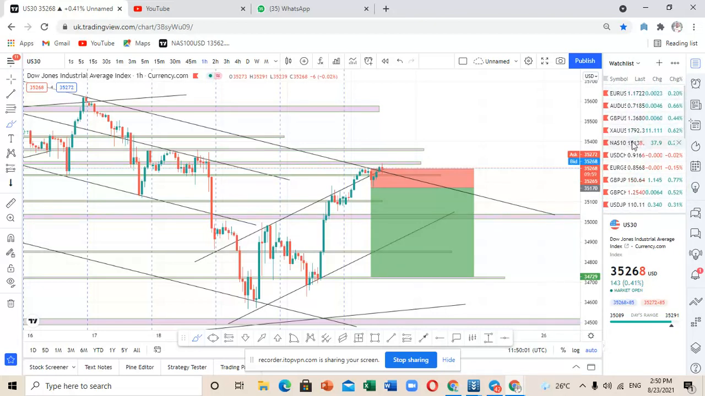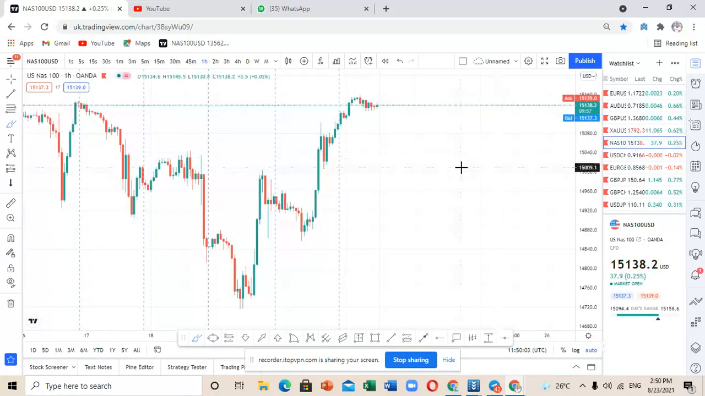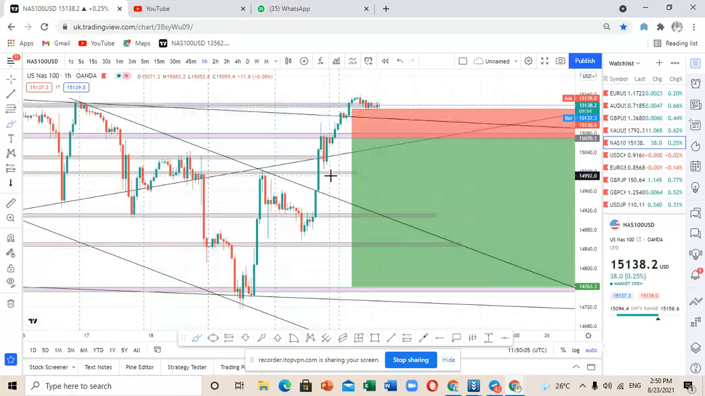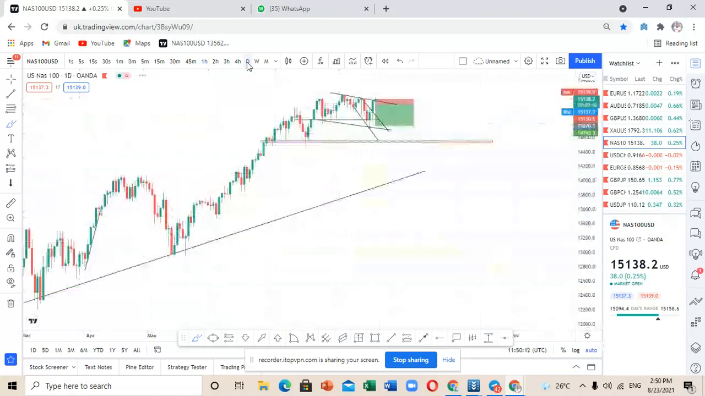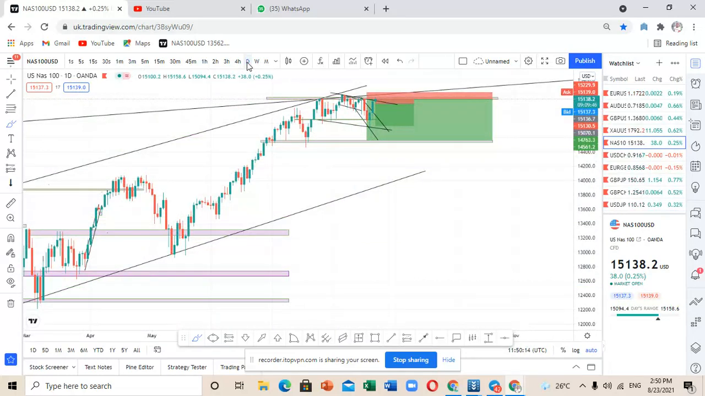Now, to finish off my analysis, let us just jump into the NAS 100. So I told you previously that I've got a short position in both the NAS 100 and the US30.